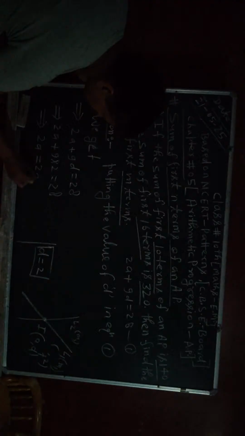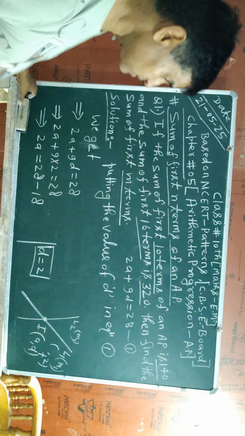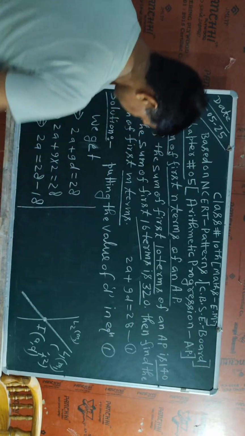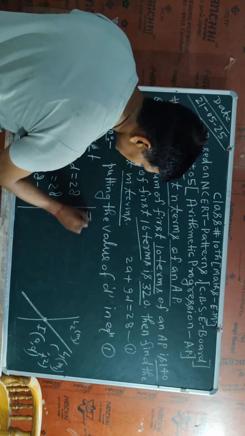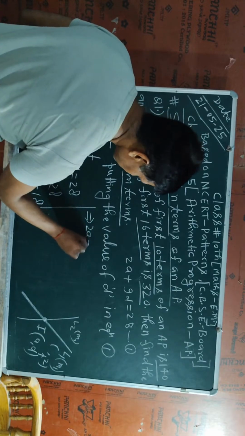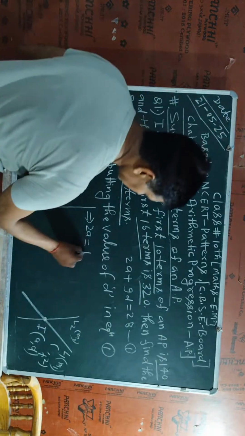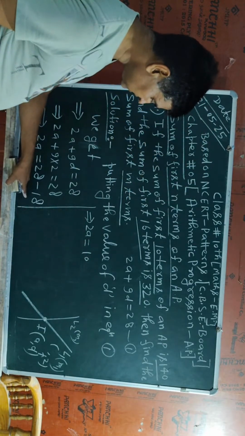Okay student, further I will simplify it. After simplifying, I will write here 2a which is equal to 28 minus 9 times 2, that is 18. So here I will put 18. Okay, so further I will simplify. After simplifying, I am going to erase this information here. So after erasing, I have to write 2a which is equal to 28 minus 18, that will be 10.